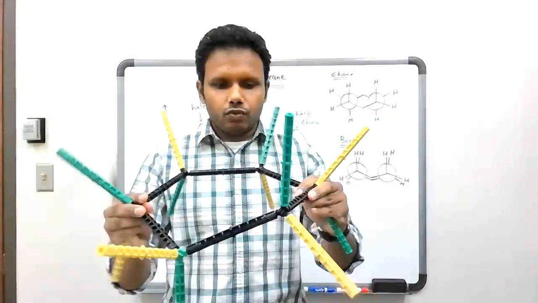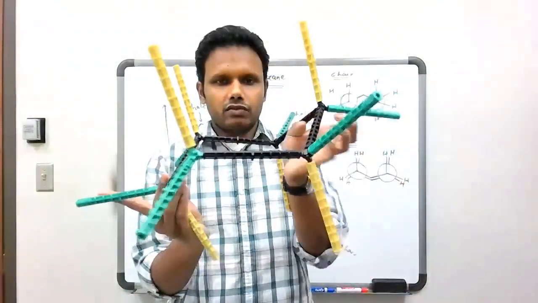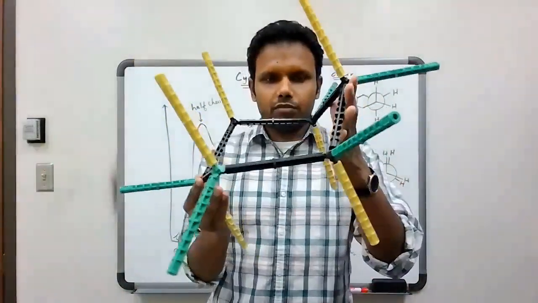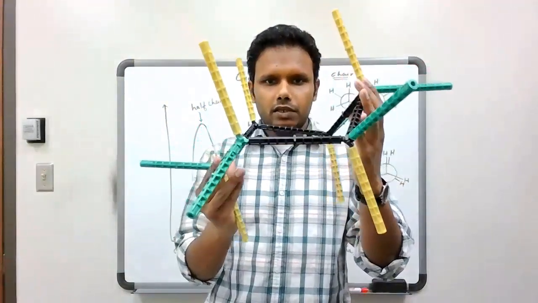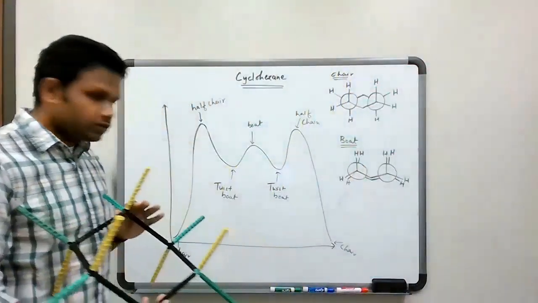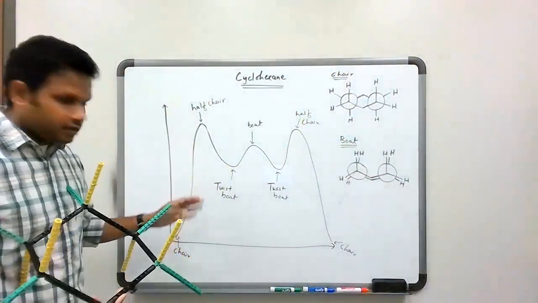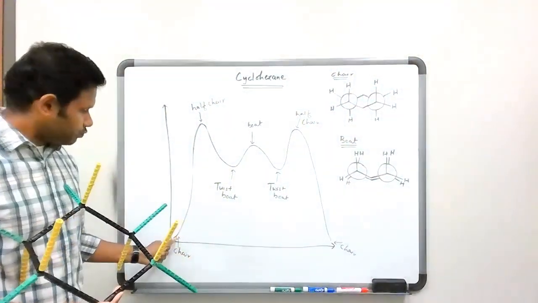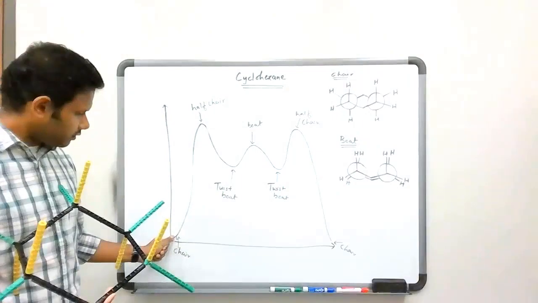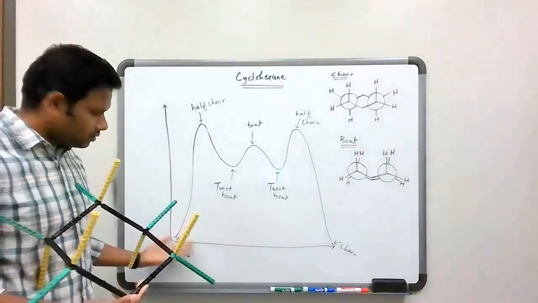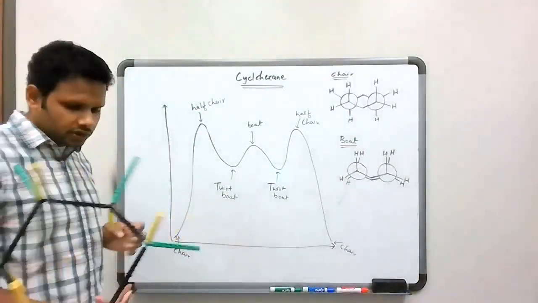So if we start with a chair conformation, which is one of the stable conformations for cyclohexane, on a potential energy diagram we can say that the chair is one of the most stable conformations, or rather it is the most stable conformation for cyclohexane.